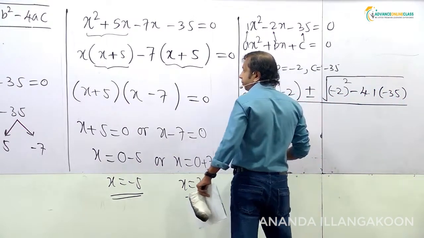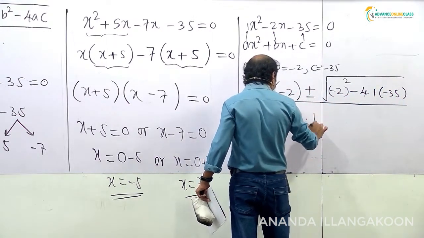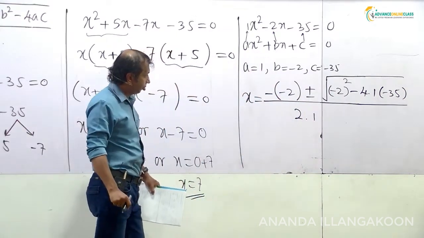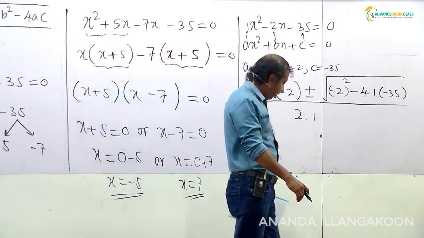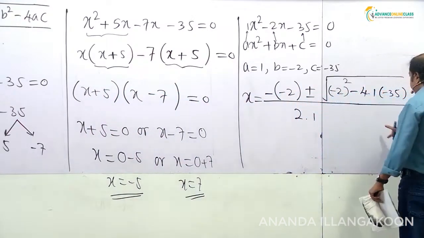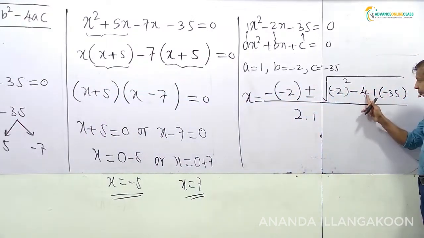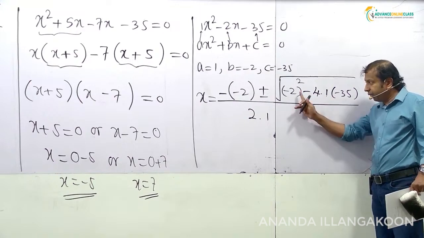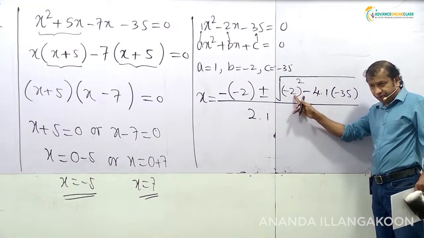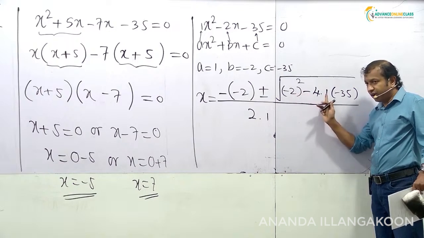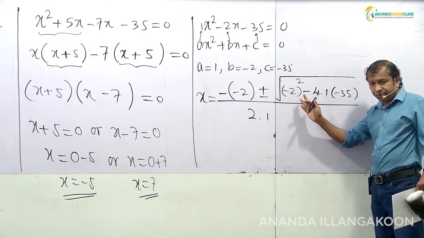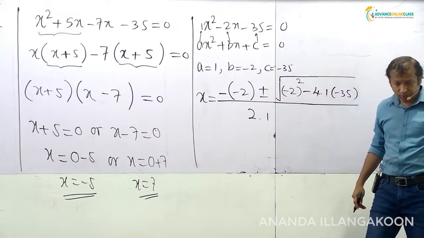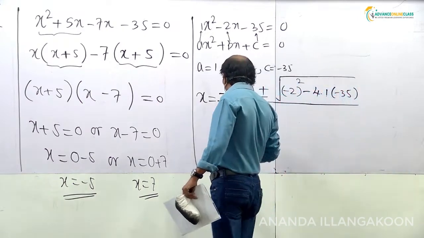Two into 1, 2a means 2 into 1. This way we can write. Here, what's the answer? Minus and minus plus 4, 135, 140. Minus 2 squared is what? Plus 4. 4 plus 140, within the root sign, 144. Square root of 144, you know, is 12. Here minus and minus make plus.